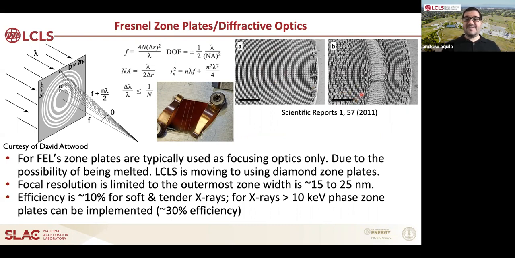Unfortunately, we have a lot of fluence, and that will actually physically melt the object. These are also not exceedingly efficient. They're typically 10% efficient in soft tender X-rays. Above 10 keV, we can make them more efficient by, instead of being absorptive devices, we can make it a phase device, and that'll make up to 30% efficient. But all in all, while they have good resolution, which is proportional to outermost zone width, and hence the numerical aperture is proportional to outermost zone width, which is on the 15 to 25 nanometer scale, you end up in a situation where these lenses don't work so well for FELs.